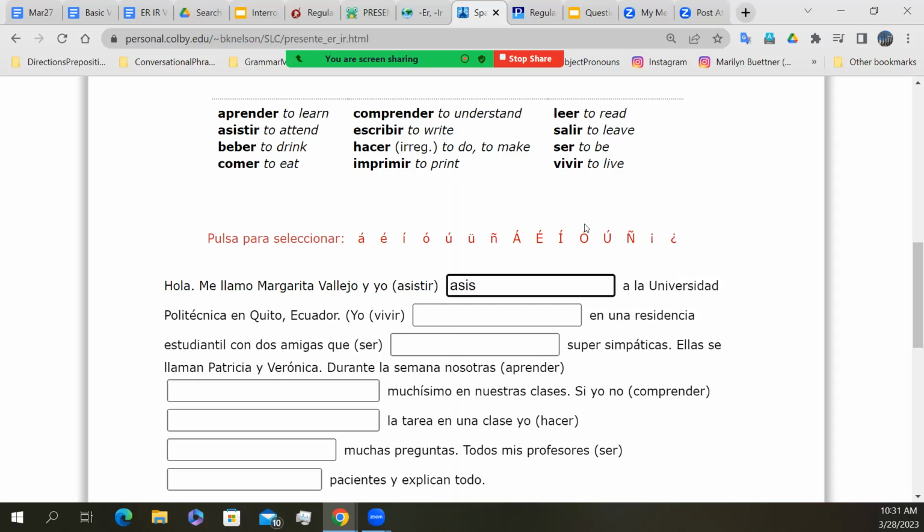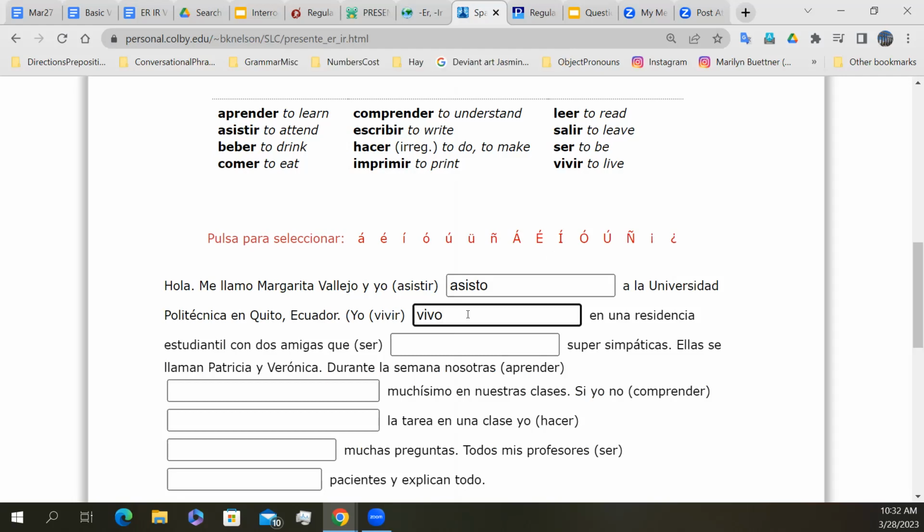Asisto. Asisto, excelente. Asisto a la Universidad Politécnica en Quito, Ecuador. I attend the Polytechnic University in Quito, Ecuador. And we want to change vivir to say I live. Yo vivo. Vivo en una residencia estudiantil. I live in a student residence.